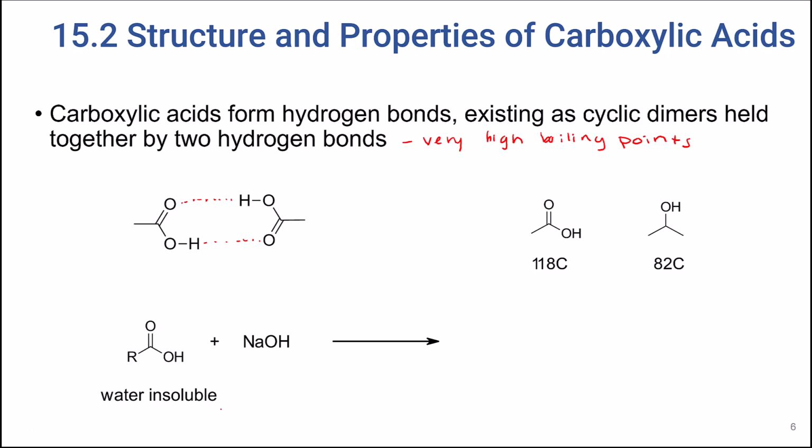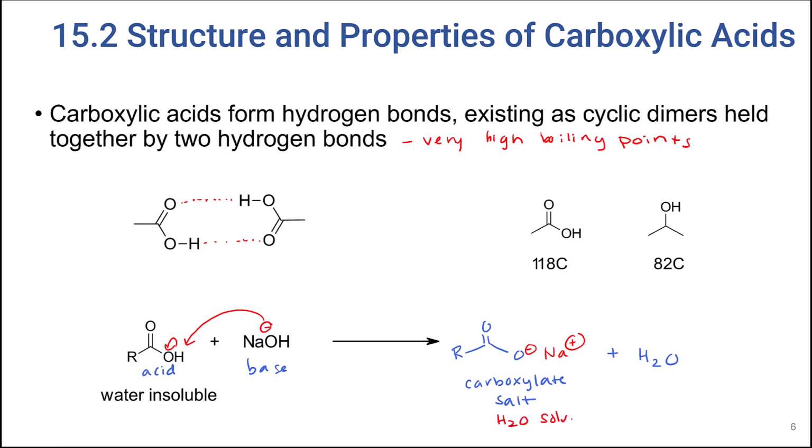Carboxylic acids are typically also water insoluble. So if I added some carboxylic acid into water, nothing would happen. It would just kind of float at the top and not dissolve into the solution. But if I added sodium hydroxide to that, this is a base and this is acting as an acid because it is a carboxylic acid. The negative charge here can pull off this proton, just like our acid-base reactions we've done before. This becomes O-, and we get water as well. So we form this carboxylate salt, which is water soluble. So carboxylic acids are generally water insoluble, but if we can make it the carboxylate salt, it becomes water soluble.